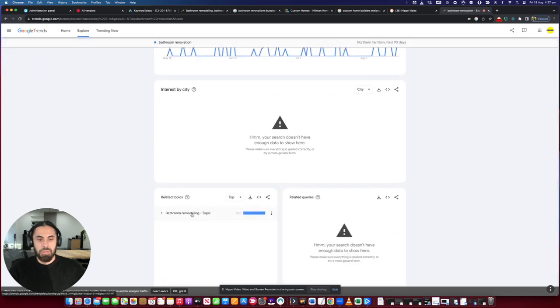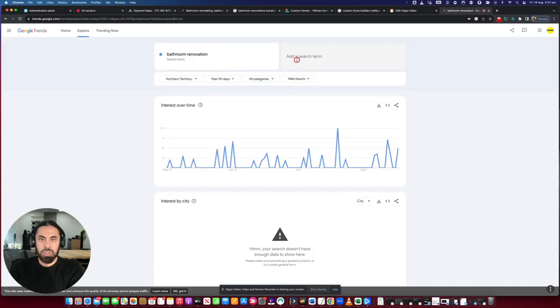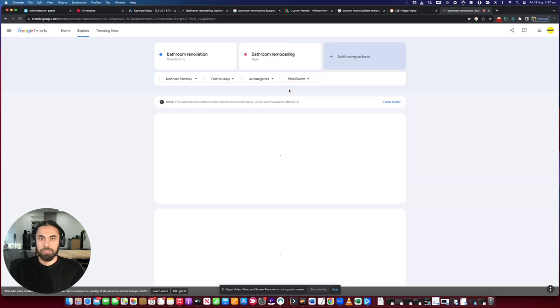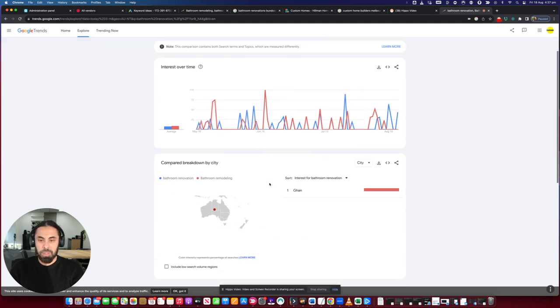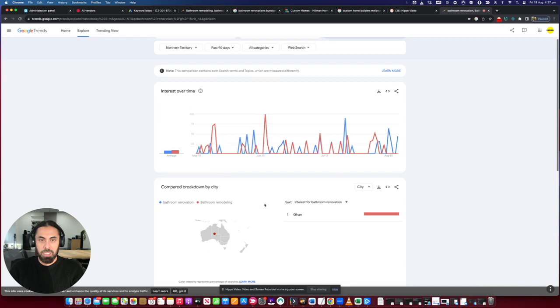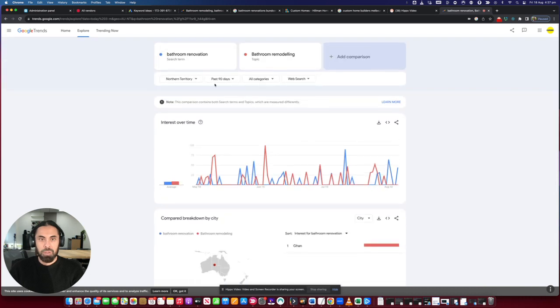And I can see that bathroom remodeling is another keyword that Google seems to be telling me keeps popping up. So I'll add that to the list. Remodeling. And this time we'll add the topic. So we can definitely see that there's a bit more activity when it comes to the topic of bathroom remodeling. And I'm just going to get out of Northern Territory and go back to Australia.